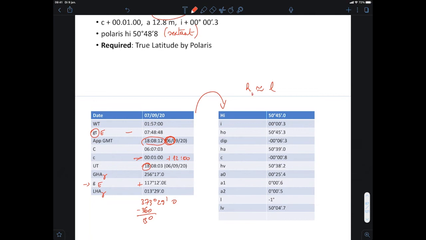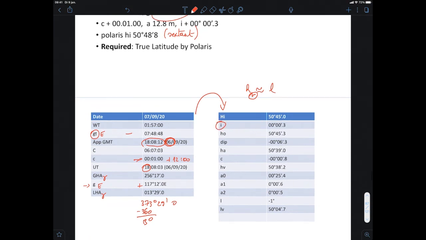So first of all, we need to determine our true altitude. So we have our index instrument height. We apply the index correction. In this case, it is positive, 3 seconds. So we add that. We subtract 6.3 for the dip. This gives us the apparent altitude, and then we apply a total correction for stars, which is minus 8 seconds. Voila. And so this way we obtain a true altitude of 50 degrees, 38.2.